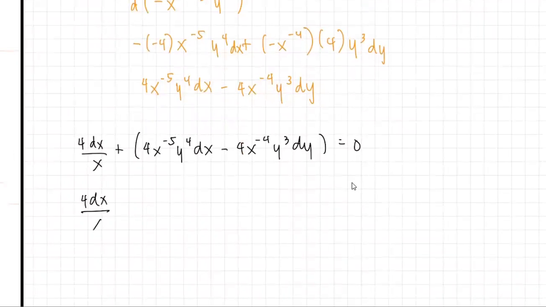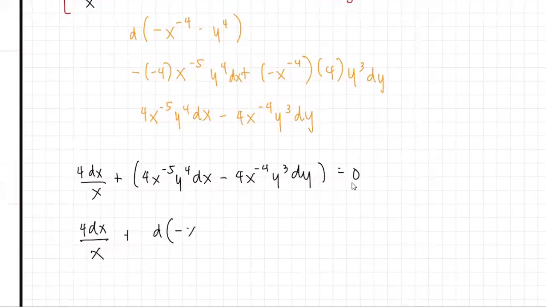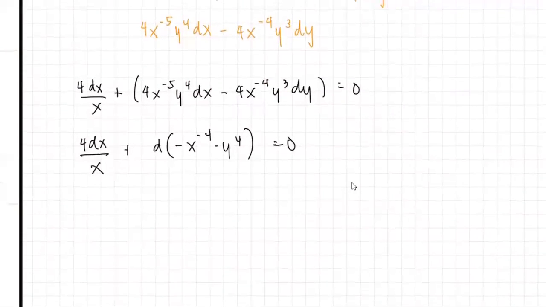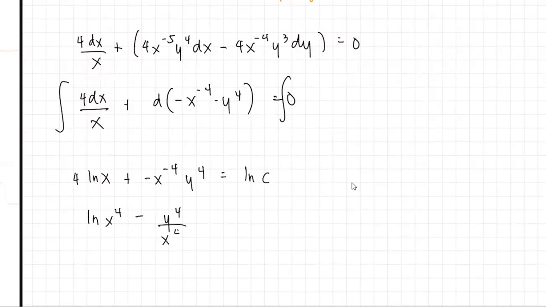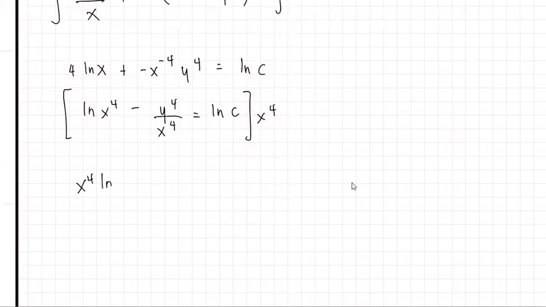Then, simplify, applying differentials natin. So, this will be negative x negative 4 times y to the fourth is equals to 0. So, integrate natin. So, we have 4 ln of x plus negative x negative 4 y to the fourth is equals to, pwedeng maging c or ln c. Pwedeng apply doon sa previous example na may ln yung c natin. Okay. Then, to simplify, ln x raised to 4 minus y to the fourth over x to the fourth is equals to ln c. Multiply natin both sides by x to the fourth. So, we have x to the fourth ln x to the fourth minus y to the fourth equals to x to the fourth ln c.